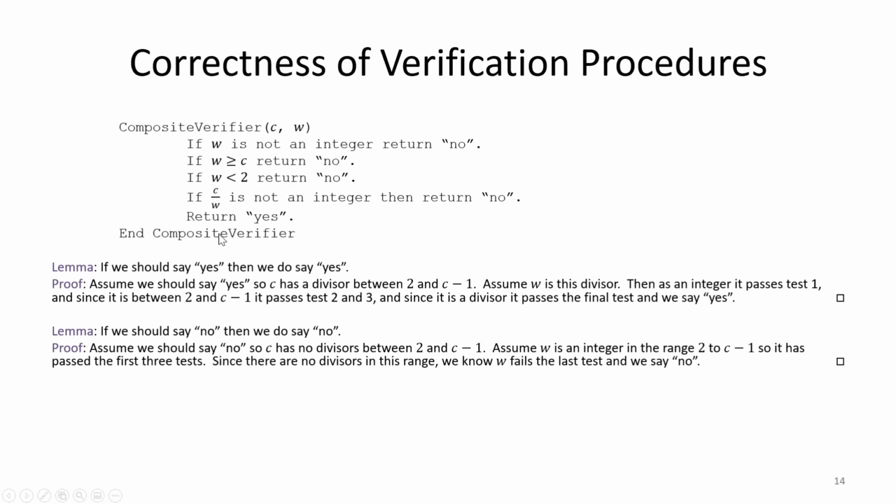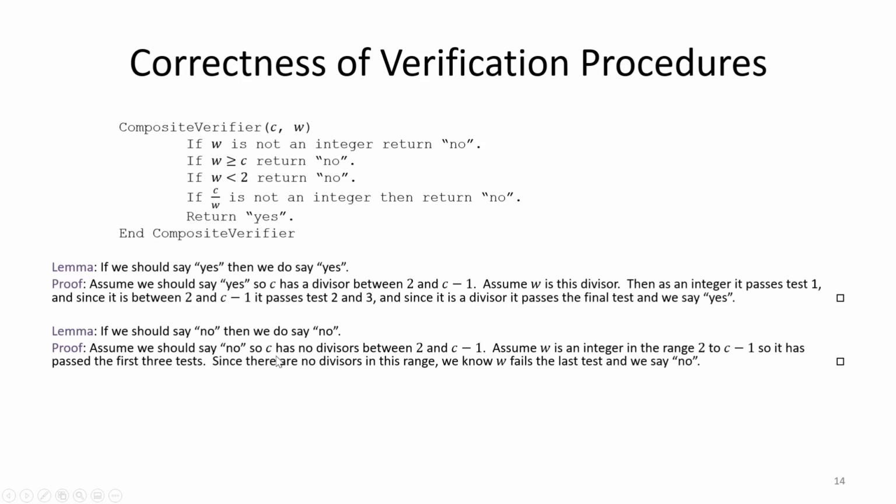All right, so again, we're going to assume we say no. So that means C has no divisors in this range. The way I phrase that makes it very clear when we get to the end here. So we're going to say, assume W is an integer in this range. So I've assumed, the difference between what I've assumed and what I've said here, I've said there's no divisors in this range. So instead here I've assumed W is an integer in this range.